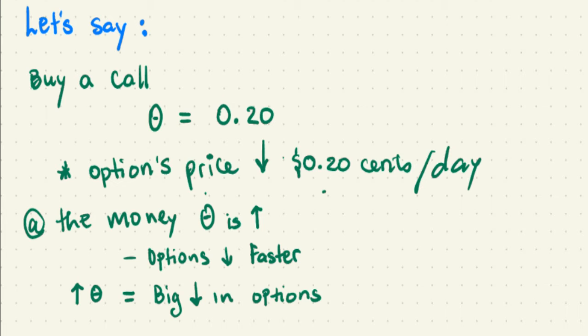Because when you're at the money, your stock price has a higher chance of moving from that price, right? So the more it moves from the at the money price, the more you lose money and the faster you can lose money, right? So basically the theta is higher at the money and the option's value goes down faster. Higher theta is a big drop in your option's value. Lower theta, you have a small drop in your option's value, which is always the case for longer time period options.